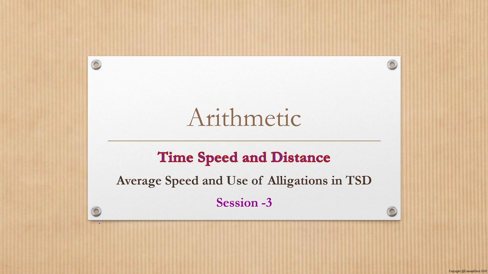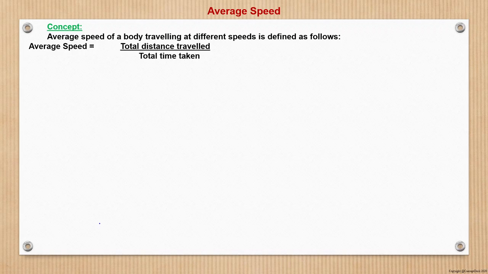In this session, we see the concepts around average speed and the use of alligations in solving problems based on time, speed and distance. So what is average speed? Before coming to average speed, as we know, speed is defined as distance upon time, right? Distance upon time. Now, when the question is what is the average speed?